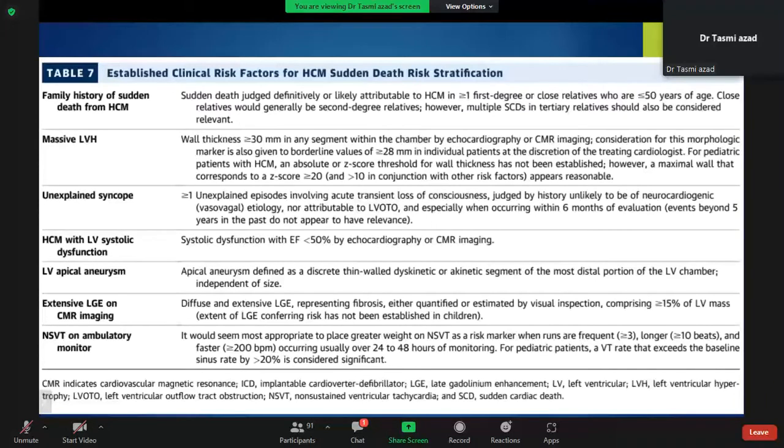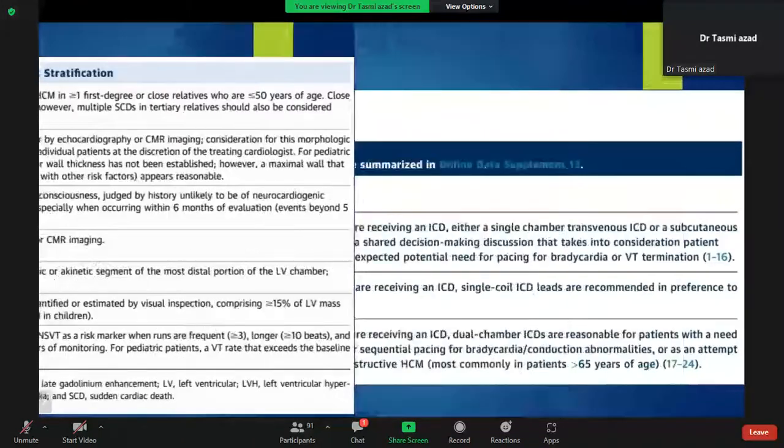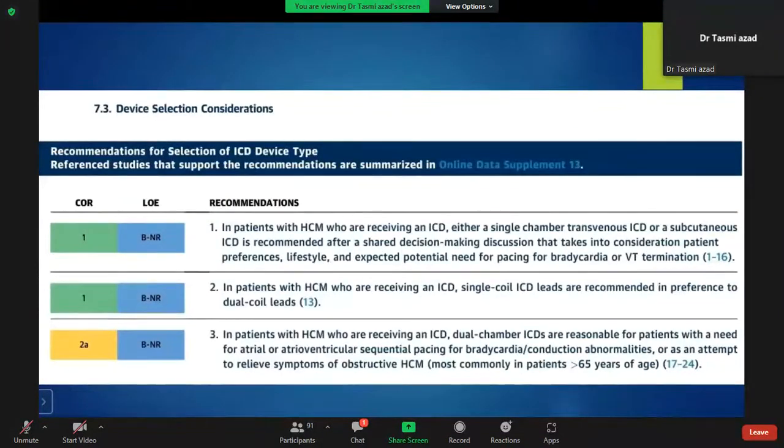Unexplained syncope, hypertrophic cardiomyopathy with LV systolic dysfunction. We mentioned that in case of hypertrophic cardiomyopathy, ejection fraction less than 50% indicates LV systolic dysfunction. And LV apical aneurysm is another marker, a risk factor for sudden cardiac death assessment. And extensive late gadolinium enhancement, as already mentioned in the slide in cardiac MRI, will help all of us to diagnose if the patient is at risk of sudden cardiac death. And last but not the least, the non-sustained VT episode, that is diagnosed in continuous ambulatory ECG monitoring.